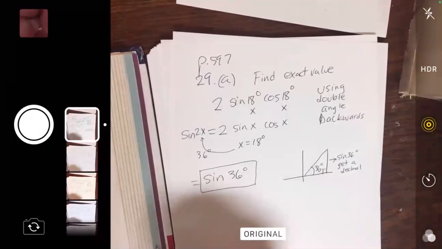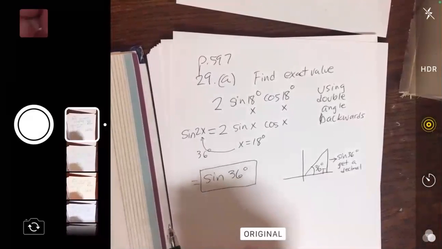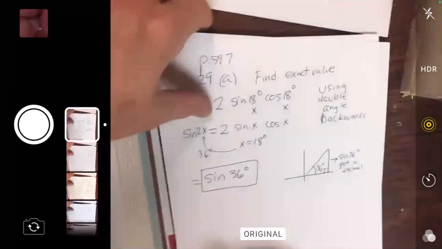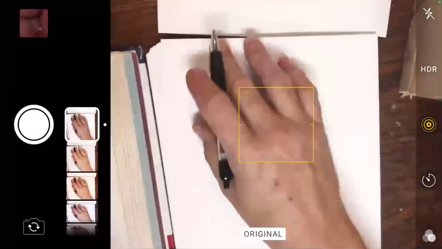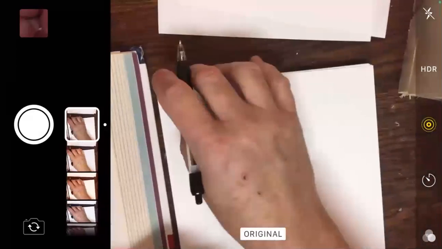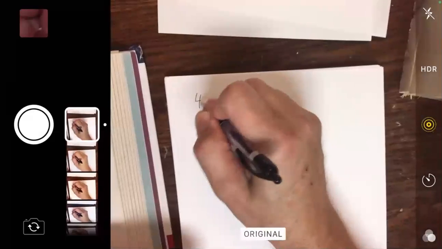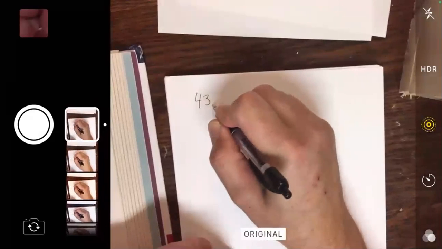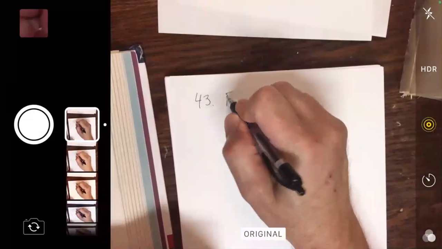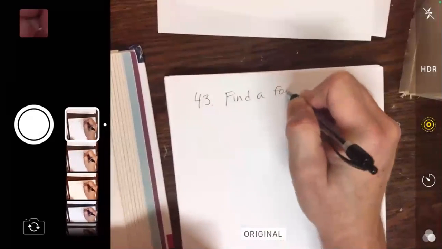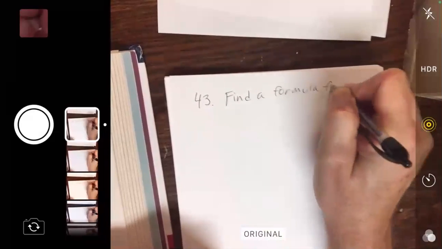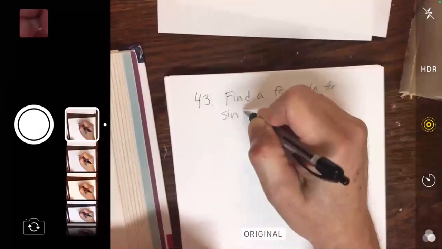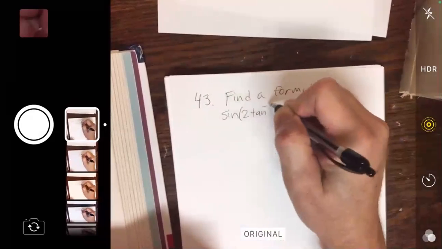All right, let's see, using a half angle. Oh, those are real projects here. I guess we have time for one. Let's skip down to 43. Try to remember what I've done this Zoom session. In 43, find a formula for sine of twice arctangent x.